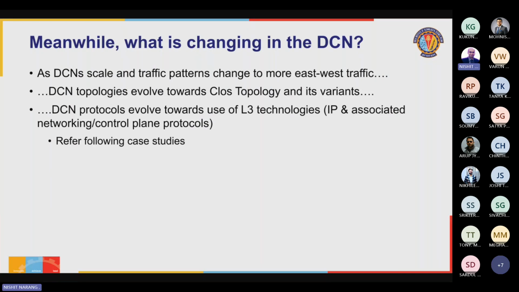So this is what we had covered so far. In the meanwhile, the Clos topology and its variants had come in, and the DCN protocols started to evolve towards use of L3 technology, the IP and associated networking and control plane protocols. That is where last time we briefly introduced the NVO3 technology, network virtualization overlay technology, which is basically an L2MP-like tunneling technology, but something that works over a layer 3 underlay network, which the data center network has evolved to.